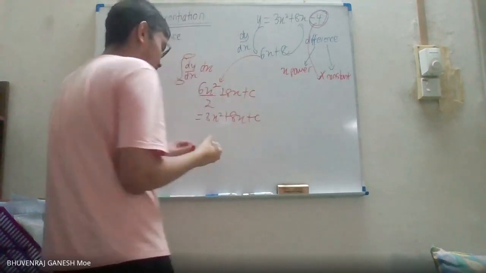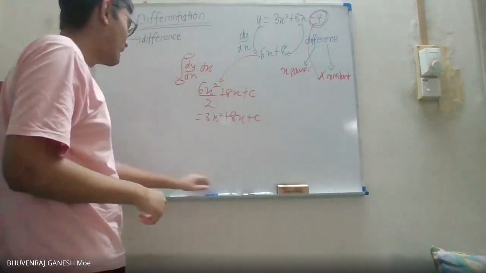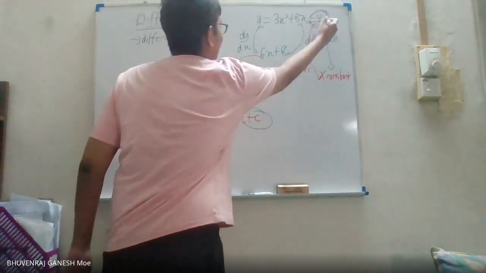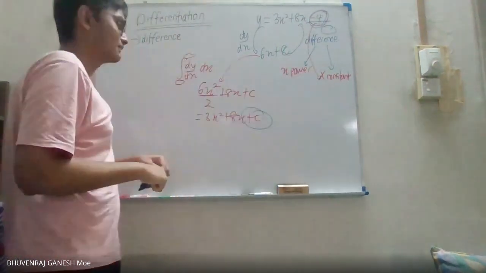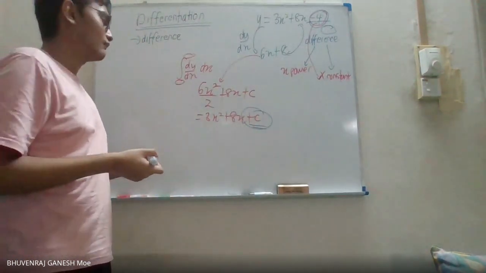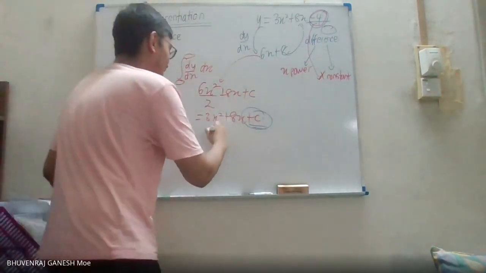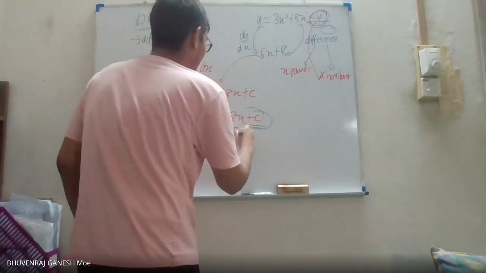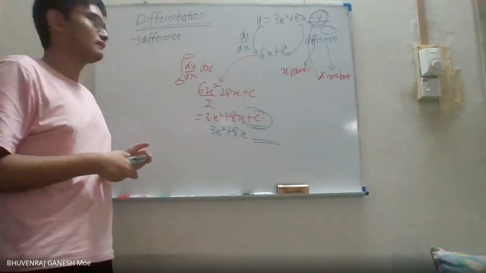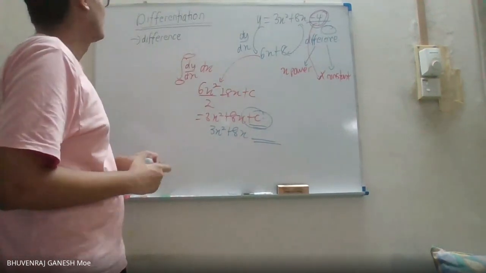So this is the reason why we add the plus c in integration, because we cannot expect the constant here will be 0. So we add the c. If we don't add the c, we'll just get 3x squared plus 8x, which means we assume there is no constant at the back. So this is the difference, you can see here.